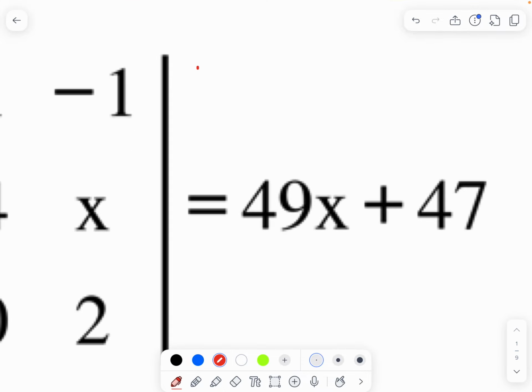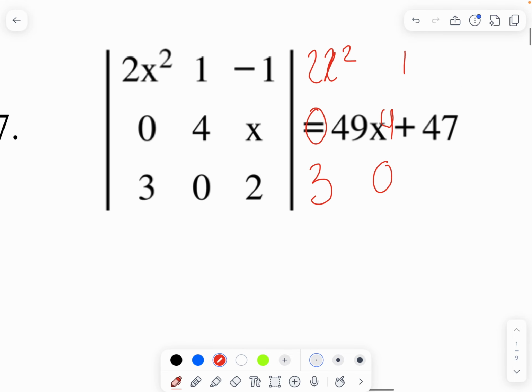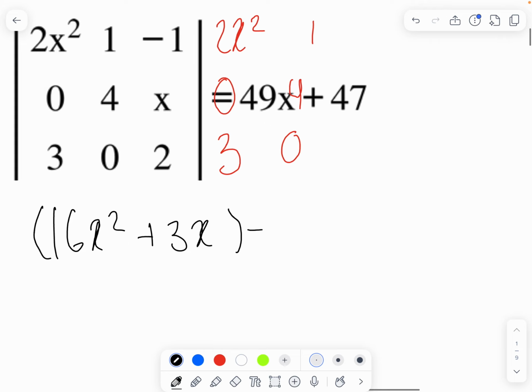This one's kind of hard. So 2x squared. Let's think about the coefficients, right? So 4 times 2 is 8, and then 8 times 2 is 16. So 16x squared plus 3 times x, so 3x. And then since it's 0, we don't have to write anything. Minus 3 times 4 times negative 1, which is negative 12. And then this is just 0 plus 0 plus 0.